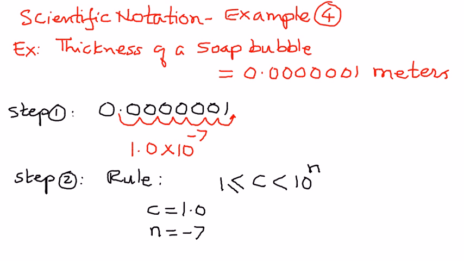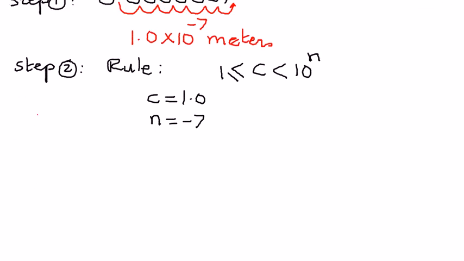So the thickness of the soap bubble, which is a very small number, can be expressed in scientific notation as shown here: 1.0 times 10 to the power of negative 7. We can come back here and say this is in meters. So let us look at another example.